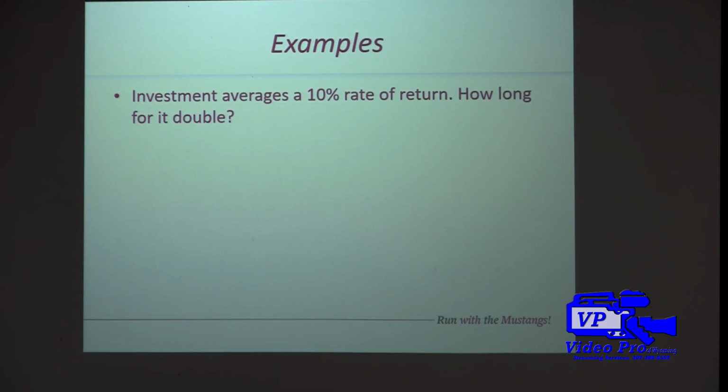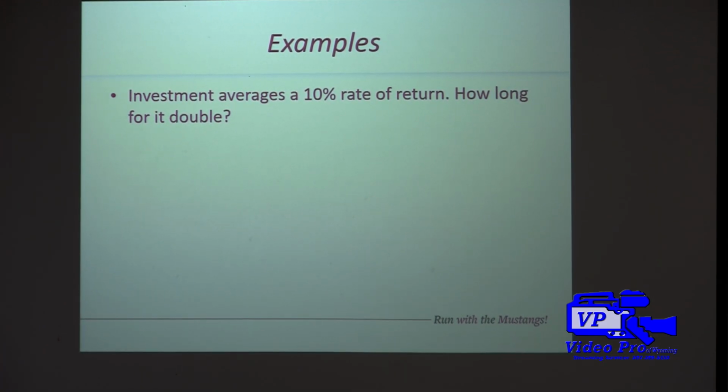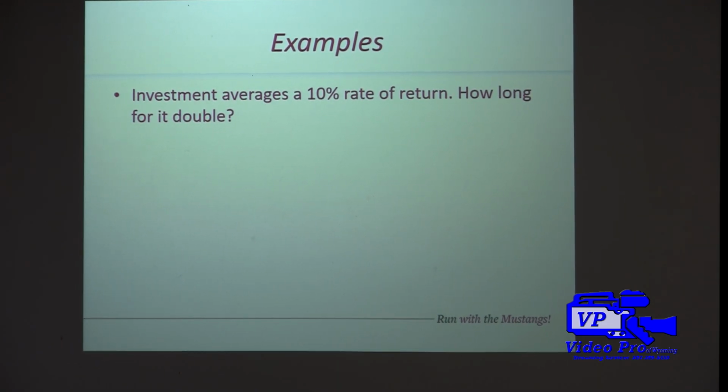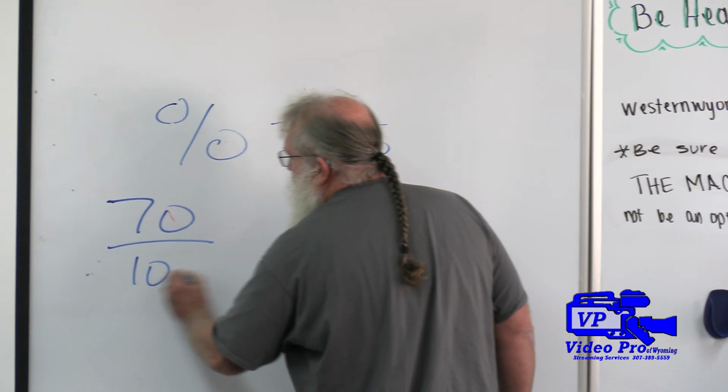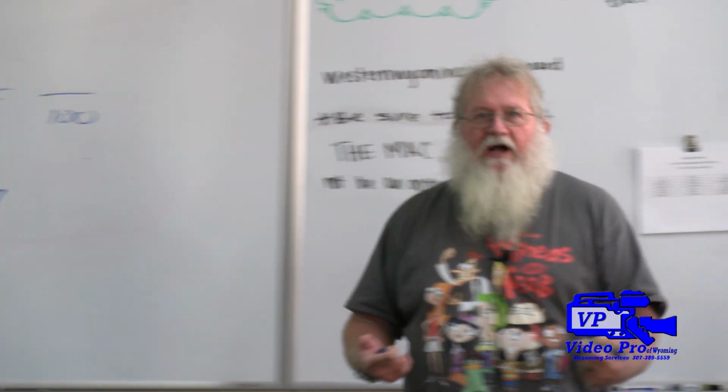Examples. If you average a 10% rate of return on your investment, how long is it going to take to double? Well, what are you going to do? You're going to take 70 and simply divide it by 10. Your money would be doubling every 7 years approximately.